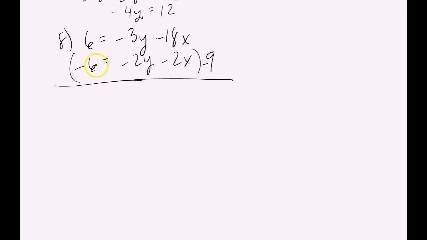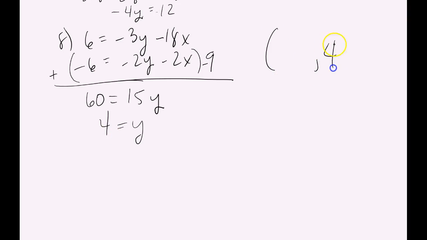And I'm going to go ahead and do this and add at the same time. So negative 9 times negative 6 is positive 54, and I'm going to add that 6 to it and get a 60. Negative 9 times negative 2 is positive 18, and then minus that 3 would be 15y. And then negative 9 times negative 2 is positive 18, and those go away. This is kind of what I want, right? So on this one, I'm getting a y of 4.